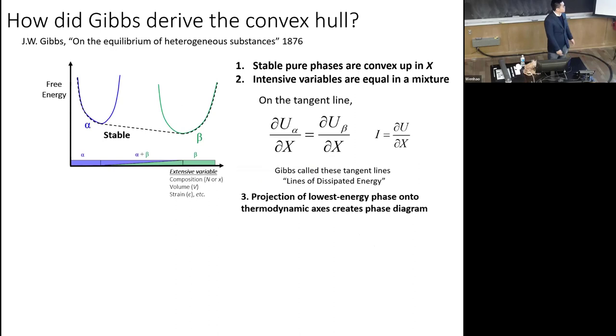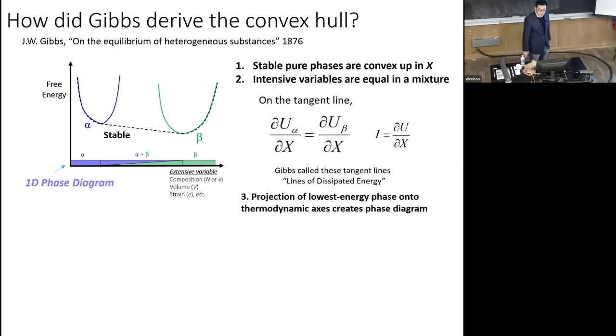Basically, if you have multiple phases, if you have the equilibrium of heterogeneous substances, the multi-phase equilibrium, then if I have two phases, these are convex up, and they have to share the same partial derivatives, right? So they have to share the same tangent lines. And in doing this, you see that this tangent line is also what we do with the lever rule. This is the convex hull, right? And on this tangent line, the partial derivative here is the same as the partial derivative here. That's the second law of thermodynamics, that you have the same intensive variable. And Gibbs called these tangent lines the lines of dissipated energy. And if you project the convex hull onto the extensive variable axes, then you get the phase diagram.